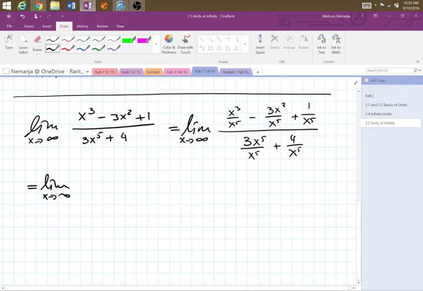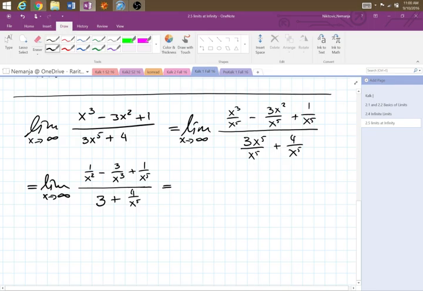Then we use algebra to simplify each individual term. We get 1 over x squared minus 3 over x cubed plus 1 over x to the 5, divided by 3 plus 4 over x to the 5. And there's nothing else we can do. Now is the time to, again, try and plug in. If you plug in now, you get 1 over infinity, 3 over infinity, 1 over infinity again, and 4 over infinity. So you get all of these values.